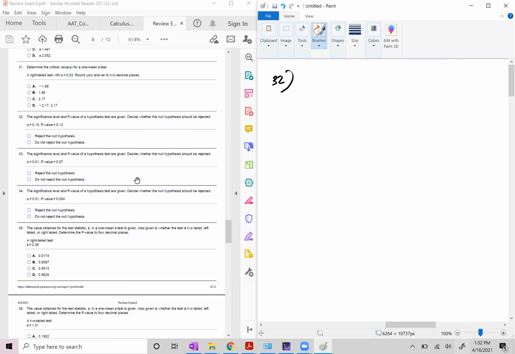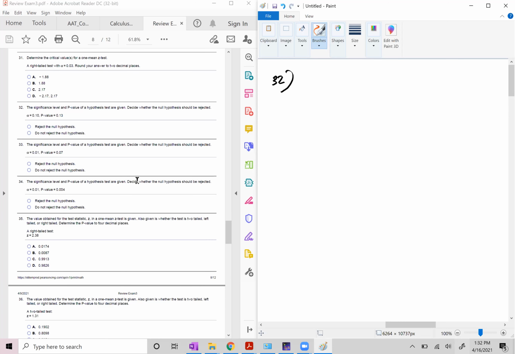Okay. This is about the p-values, right? So the second type, now there are two ways, right? Critical value approach and p-value approach to come to the conclusion, right? Now the next few questions are on the p-value approach, right?